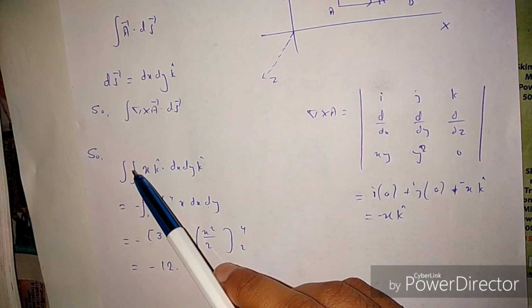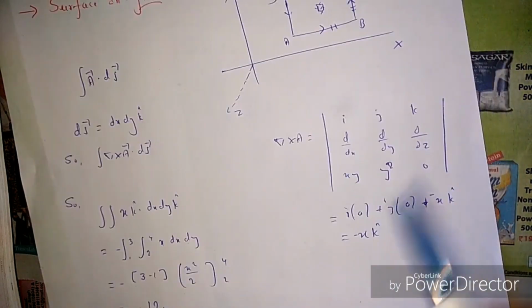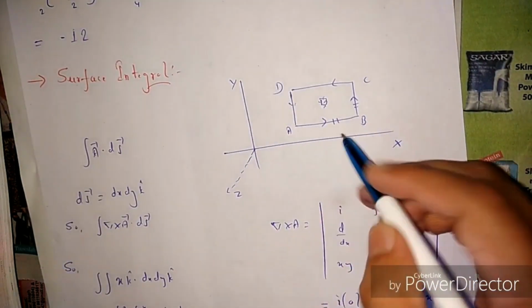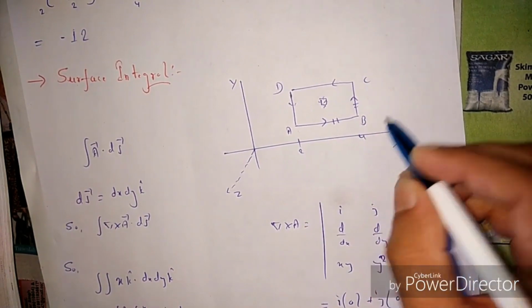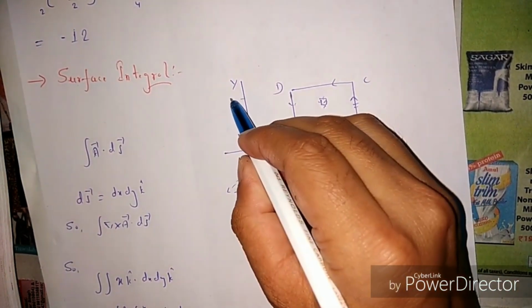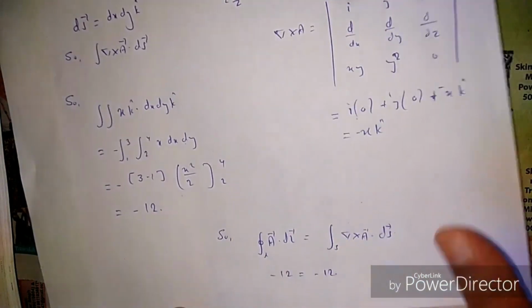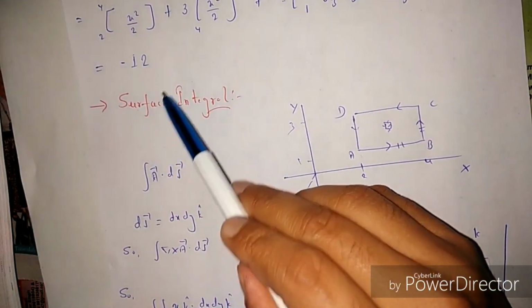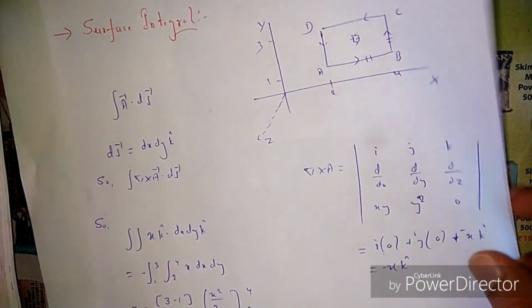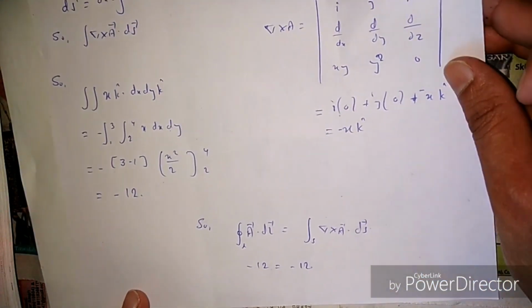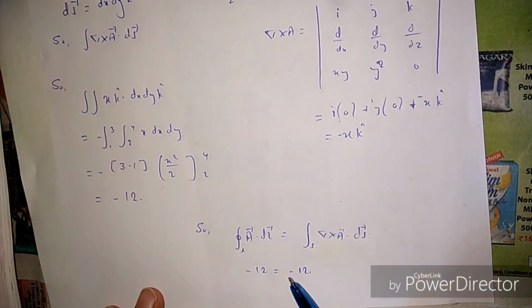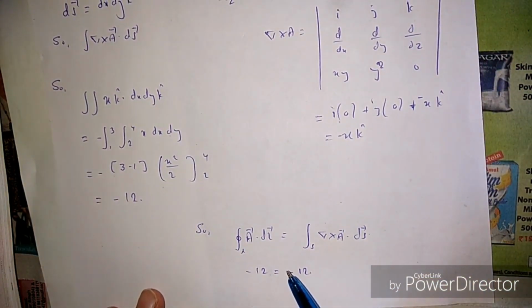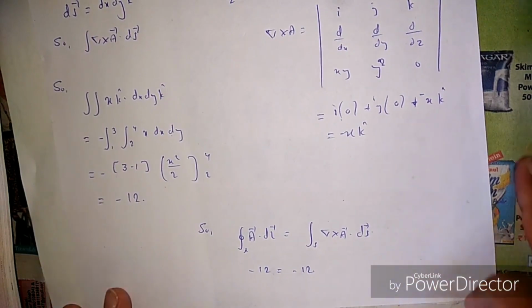The double integrals are opened here for the two paths AB, BC. So we get, after solving, minus 12. So we can see that the line integral is equal to the surface integral, minus 12 equals minus 12. So we have proved the Stokes theorem, that the closed path line integral will be equal to the surface integral.